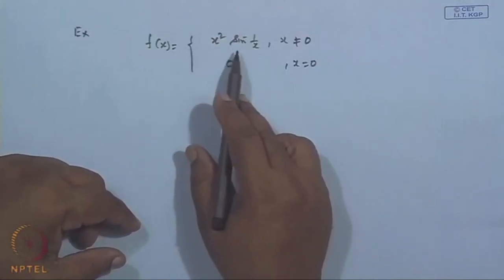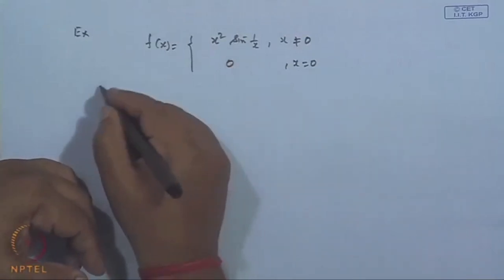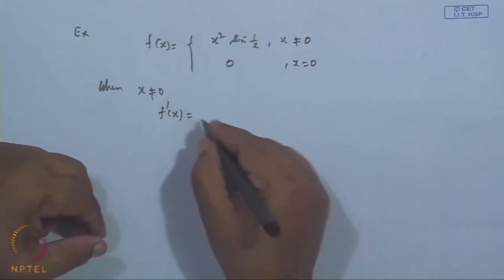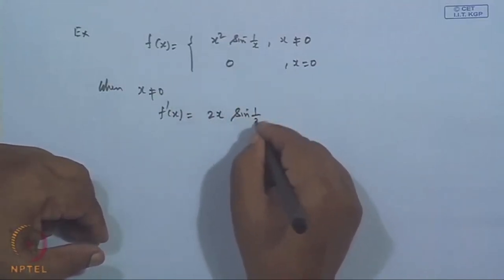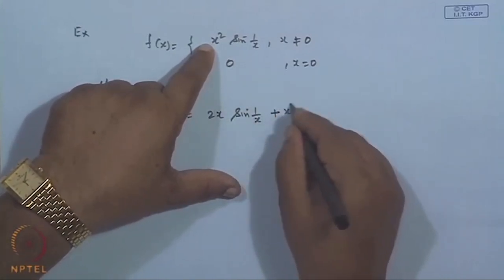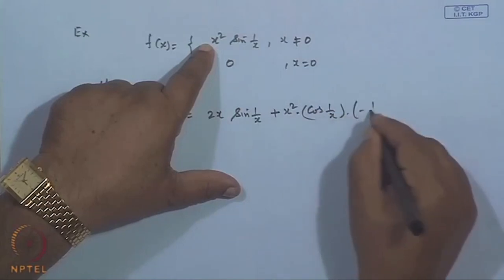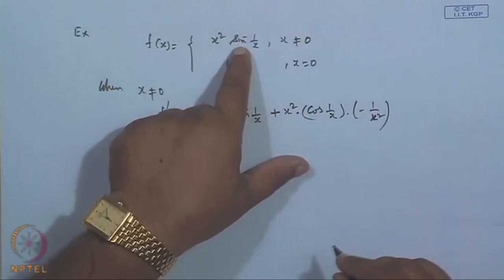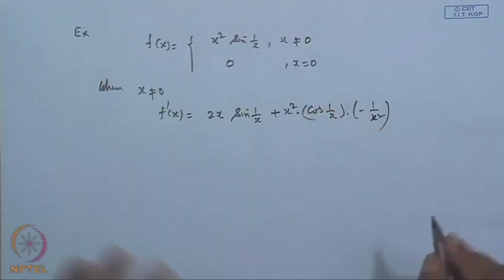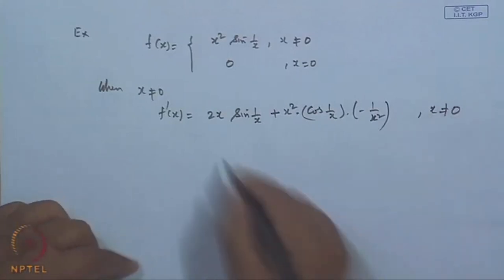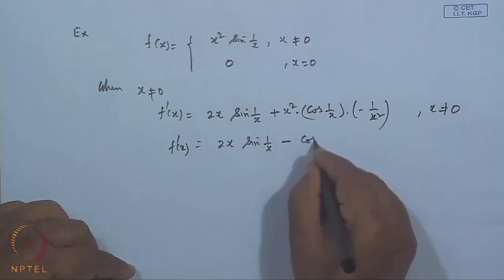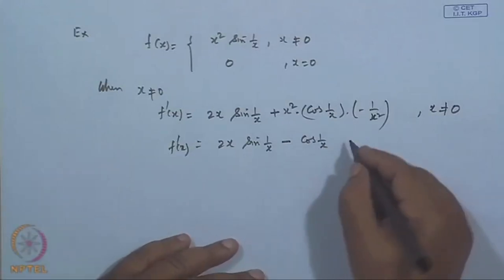So, we can directly apply the formula. When x is not equal to 0, you can directly apply the product formula of the two functions, and that will give the derivative of the first, 2x sin 1 by x, plus the second function x square times the derivative of this, which is cos 1 by x into minus 1 by x square, because this is a composite function now. Derivative of sin of 1 by x is cos 1 by x, but the derivative of 1 by x is minus 1 by x square. So, this holds when x is not equal to 0, that is the derivative of the function comes out to be 2x sin 1 by x minus cos of 1 by x for x which is different from 0.